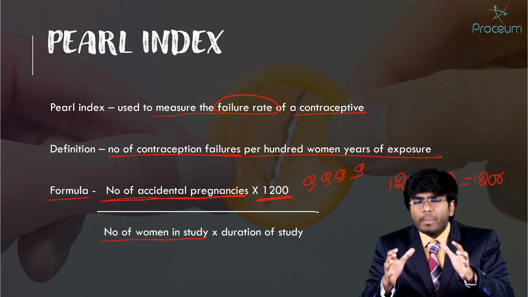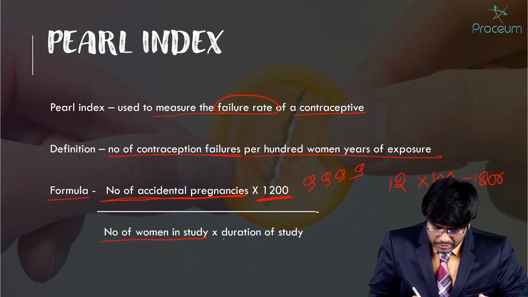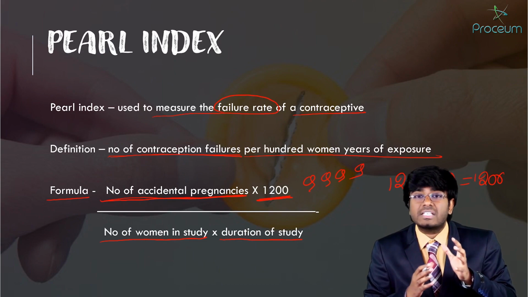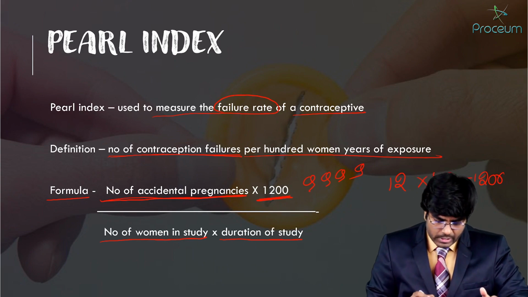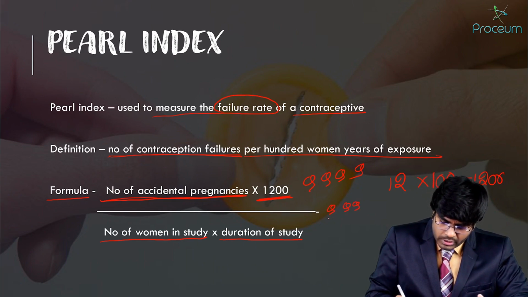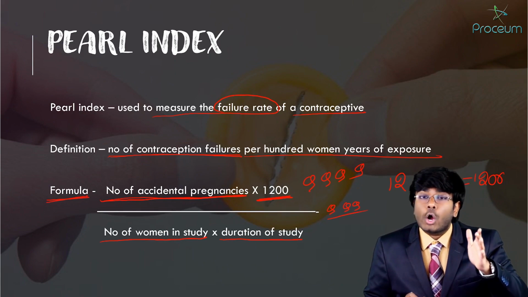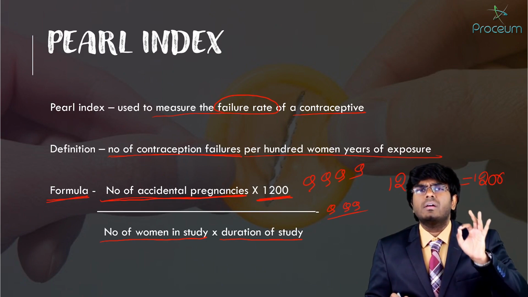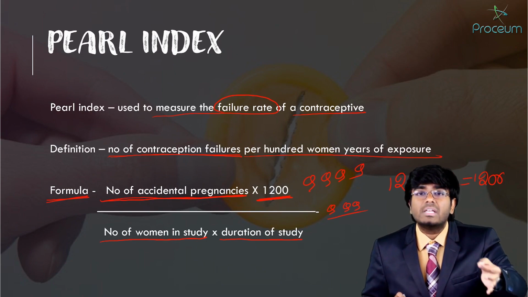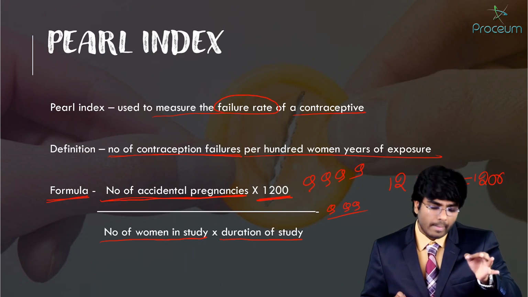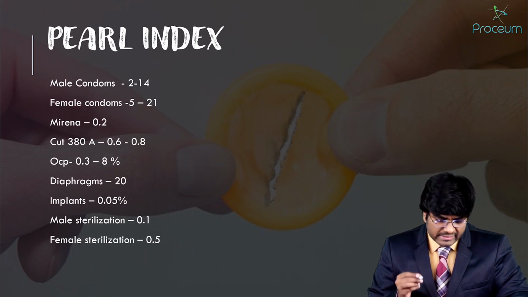How many women are you taking? It can be 1, or 10, or 100. And what is the duration of the study? How many months was she exposed to that contraceptive in your study? If you substitute all the requirements, you will get the Pearl index for that contraceptive agent. Simple. How easily the contraceptive is failing, or how many times it is failing, you can know by a Pearl index.